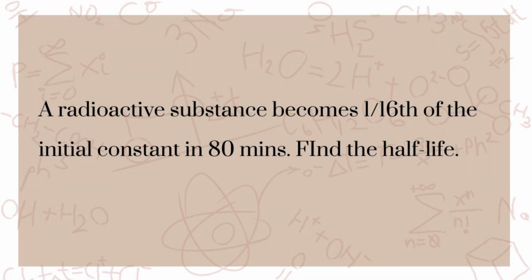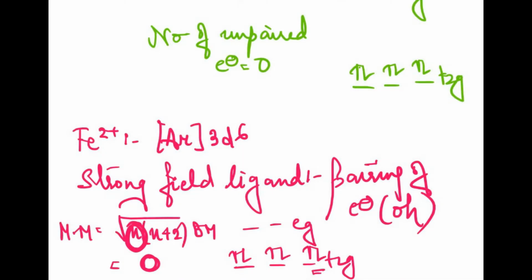The next question says, a radioactive substance becomes 1/16 of its initial amount in 80 minutes. Find the half-life. First things first, whenever it is said that it is a radioactivity reaction, they are hinting that you should use first order reactions. Why? Because first order reactions do not complete; their completion time is infinity. Similarly, for radioactivity the completion time is infinity. That is why whenever radioactivity is mentioned, you should use the first order reaction.